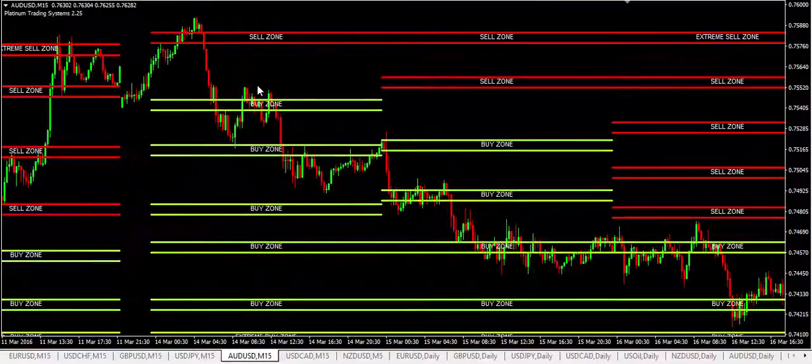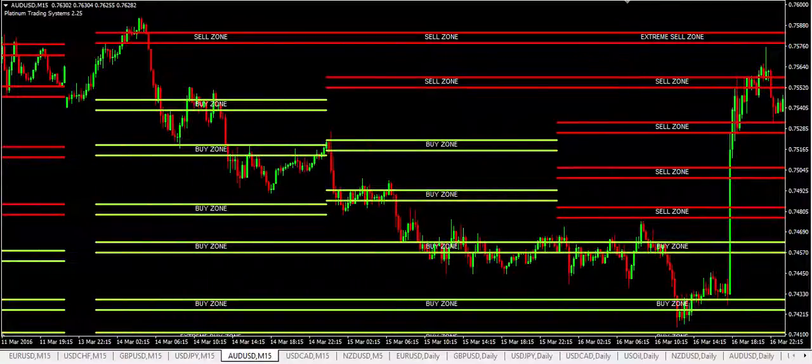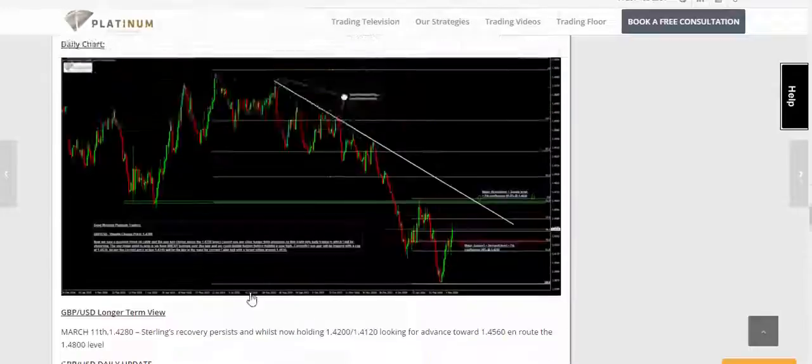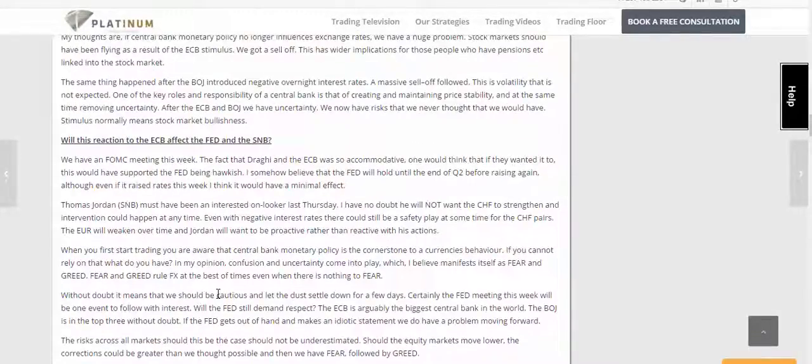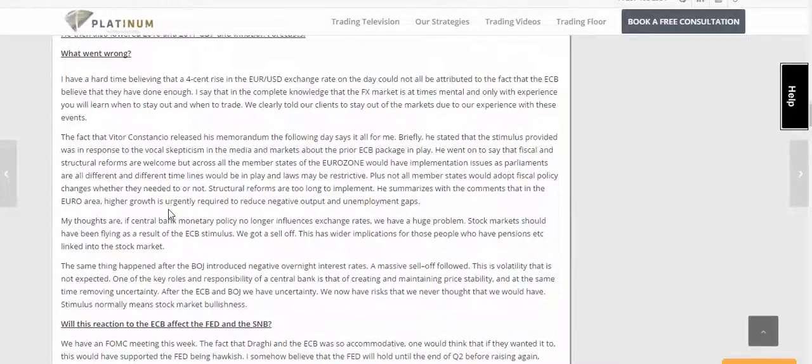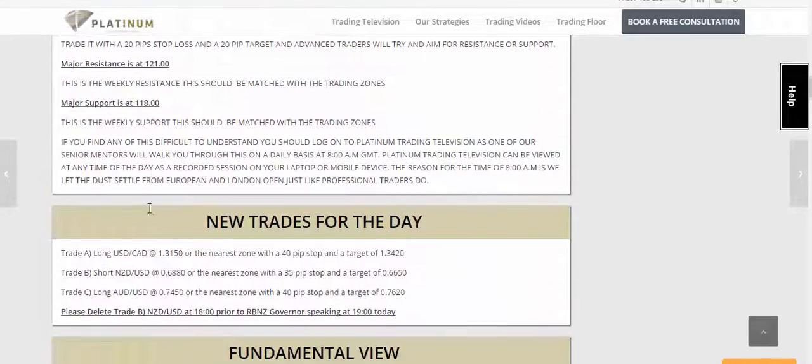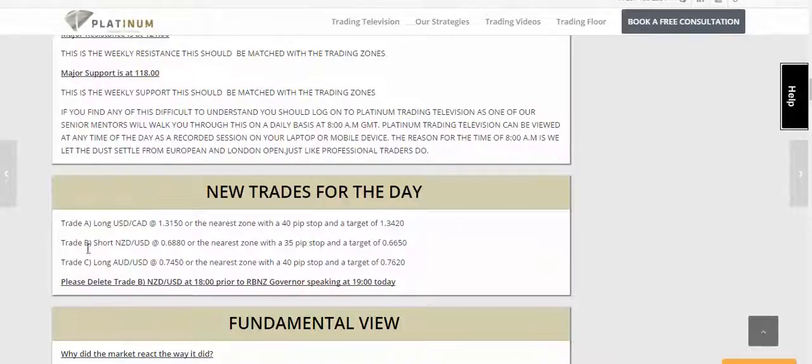Now, the next trade we had was again an Aussie trade, but that was on the Tuesday, triggering. Sorry, the trade triggered on the 15th. So what we can see is if we go to the information there, go to new trades of the day, you can see trade C, long AUD USD at 74.50 with a 40 pip stop and a target of 76.20.